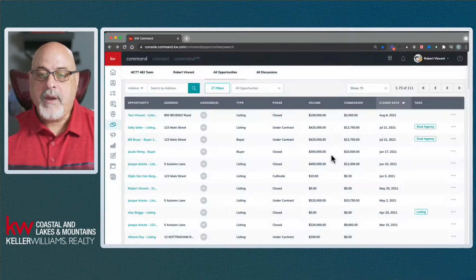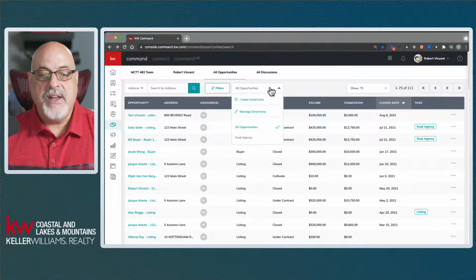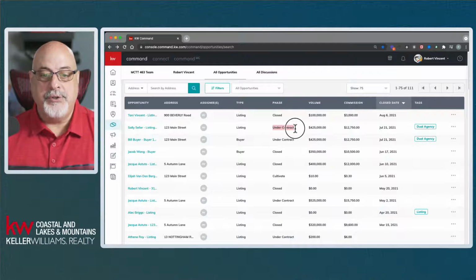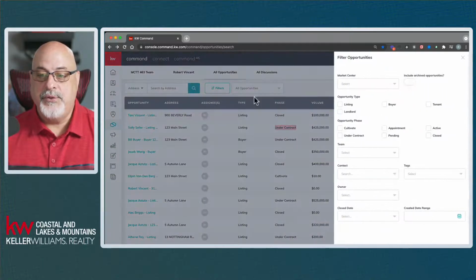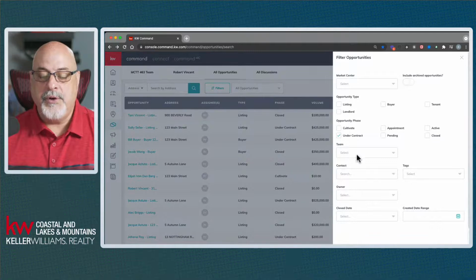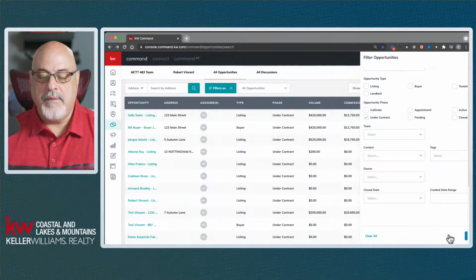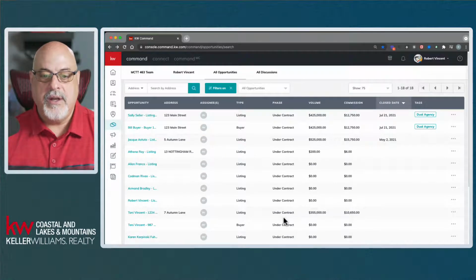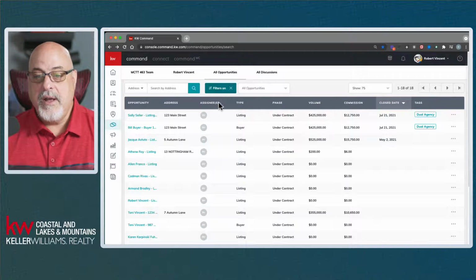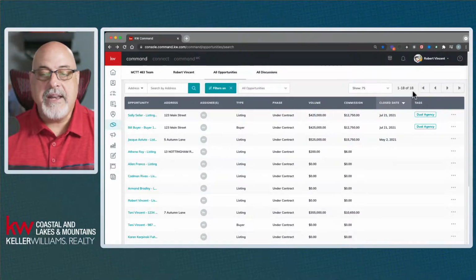Great. My favorite thing about this is that filters can be saved as views. So maybe you want to create a view that is showing all of your under contract. So you can create a filter showing only the under contract and say, yes, I want to see just the opportunities that are under contract. Yes, we can turn that filter on and off as needed and get rid of it. But right now we've got 18 of our opportunities that are under contract.